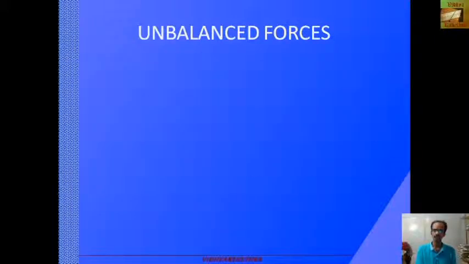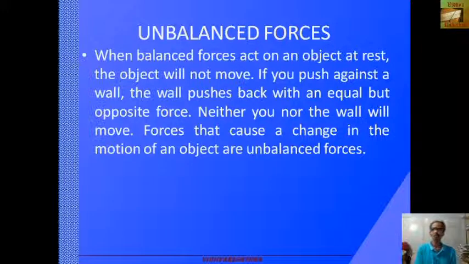Now, unbalanced forces. When balanced forces act on an object at rest, the object will not move. If you push against a wall, the wall pushes back with an equal but opposite force. Then the net force is zero. Hence the wall doesn't move. But there are forces that cause a change in the motion of an object. These are known as unbalanced forces.